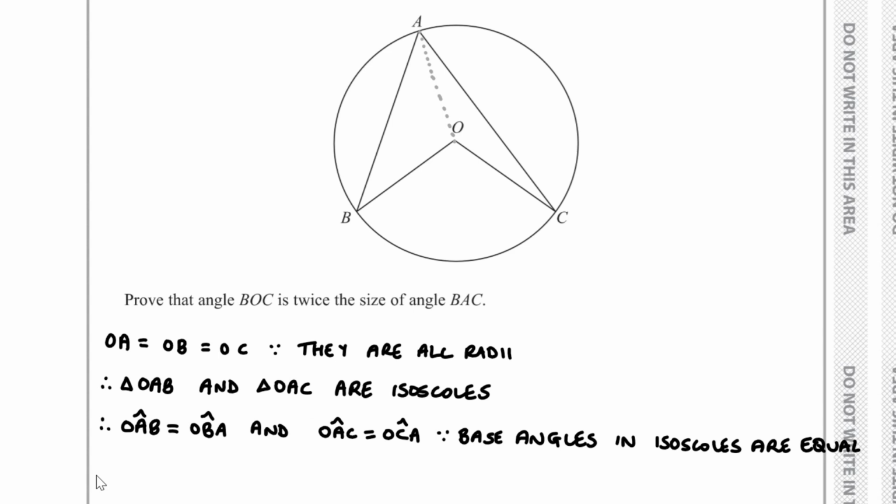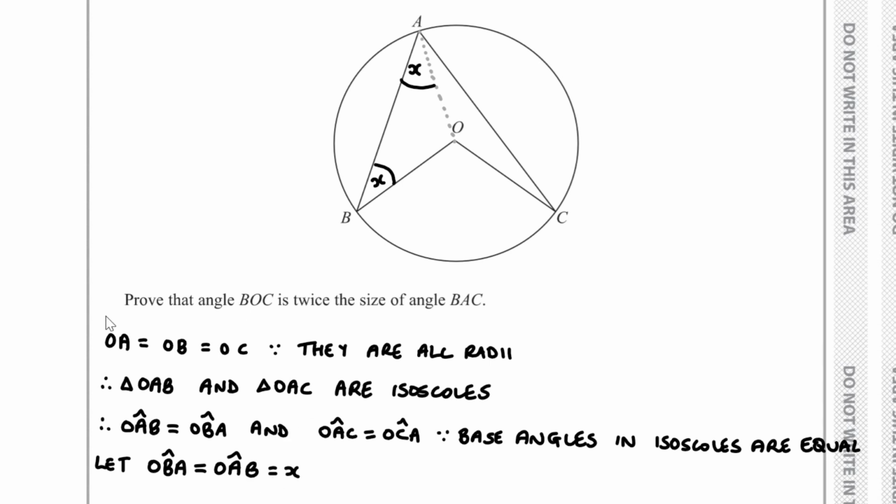So what we will now do is let the angle OBA equal x. Okay, so we will let this angle OBA equal x. And if we do that, this angle over here will also be x. Okay, so let's just write that down. So OBA equals OAB, which is equal to x.